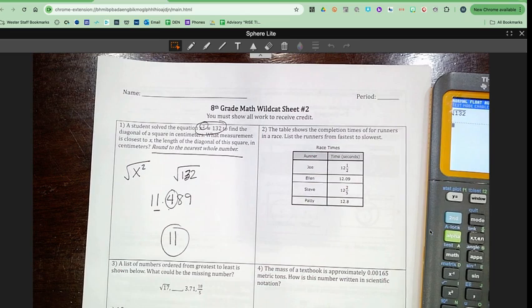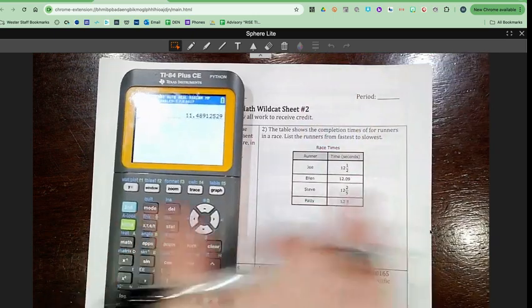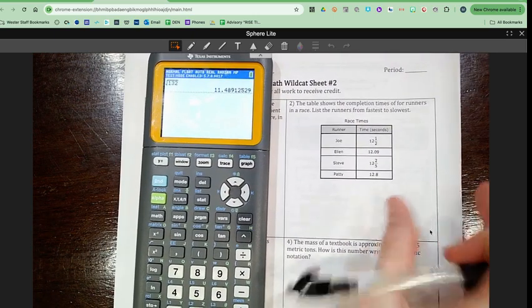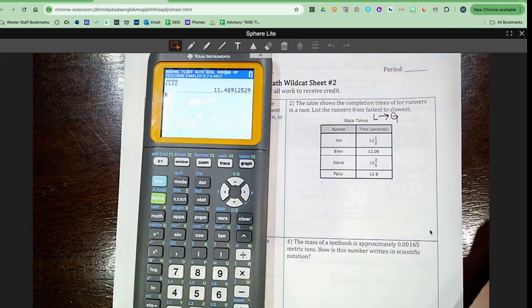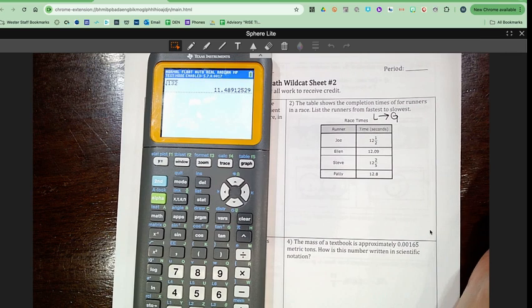Number 2 says the table shows the completion times for runners in a race. List the runners from fastest to slowest. So fastest would be the person who completes a race in the least amount of time. So we would be going least to greatest. When you are putting things in order from least to greatest, you want to make sure that they're all decimals.